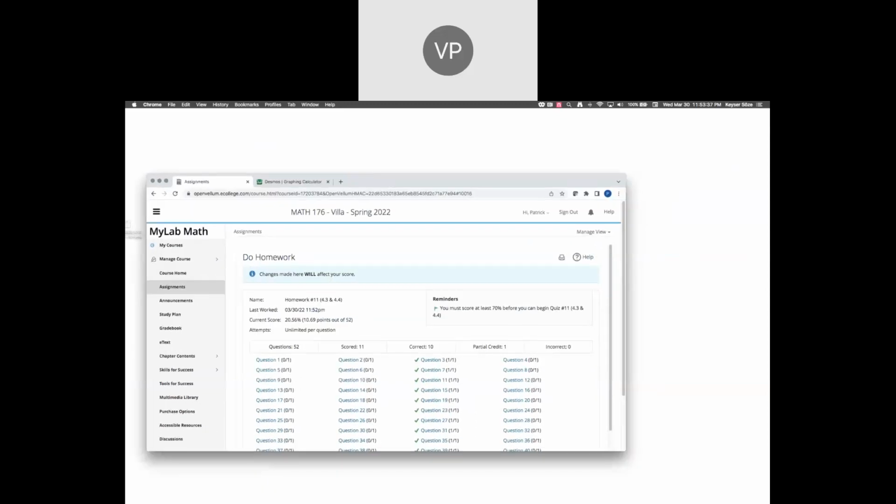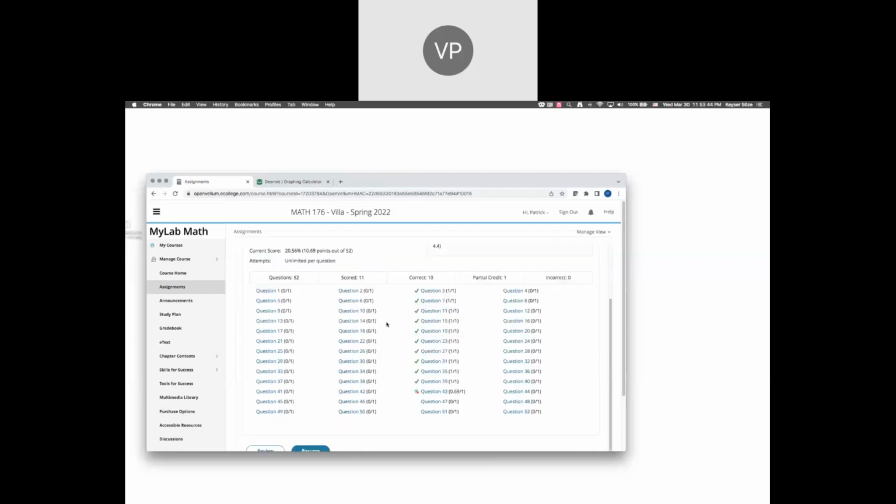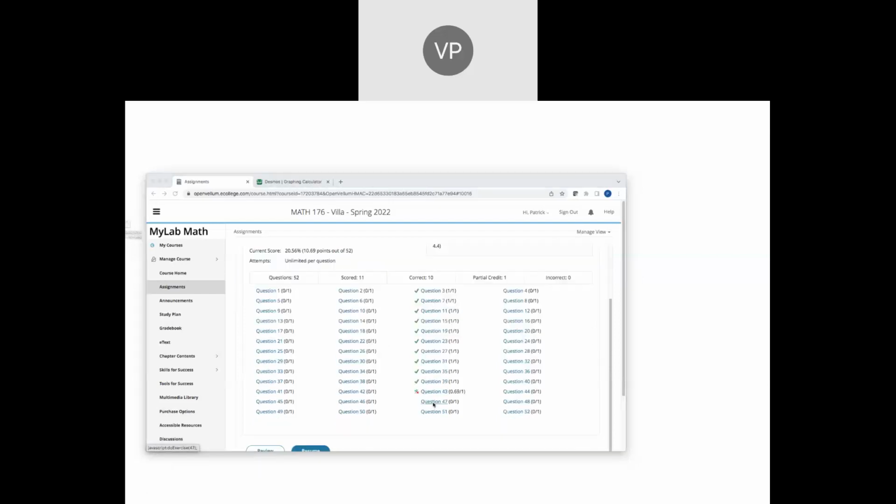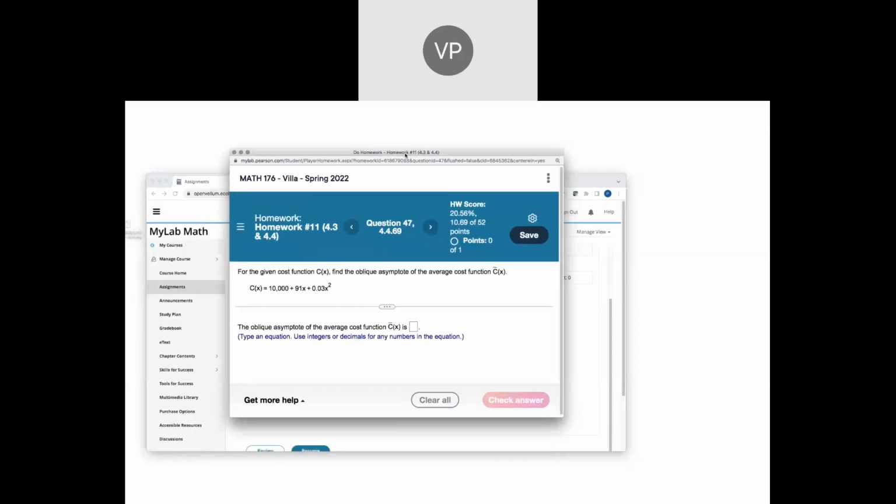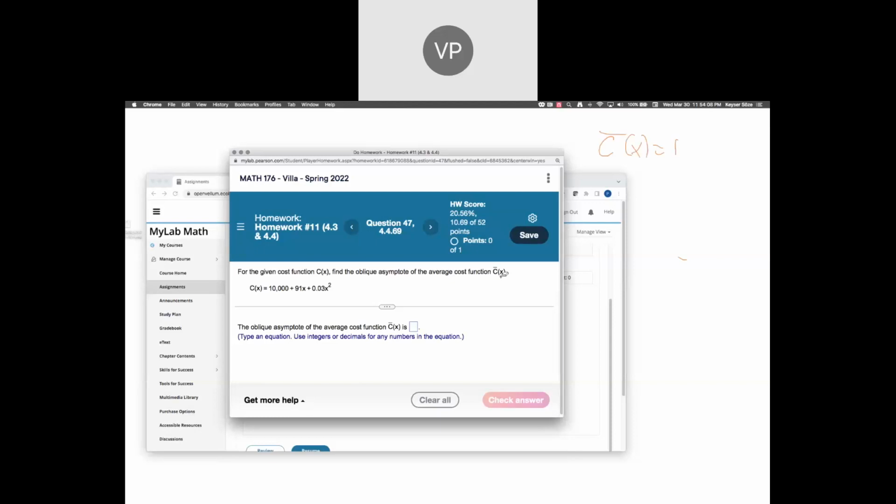do each of these. Okay, so just going to glance over the last couple to make sure we're all on the same page. Okay, 47 has only one part. They have that cost function. Find the oblique asymptote. So remember, the average cost function is this function divided by x.